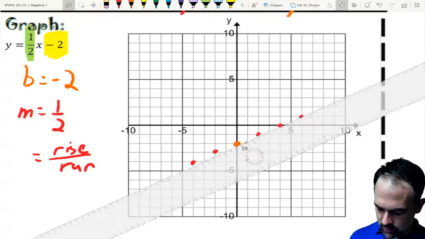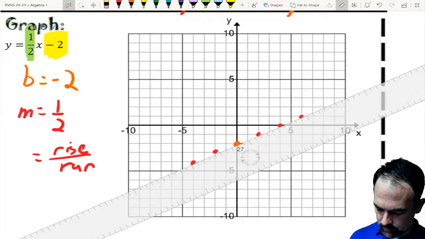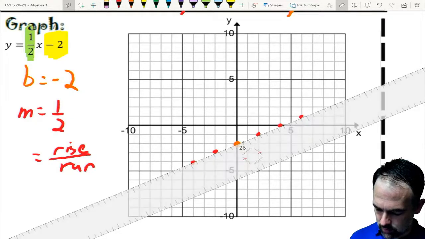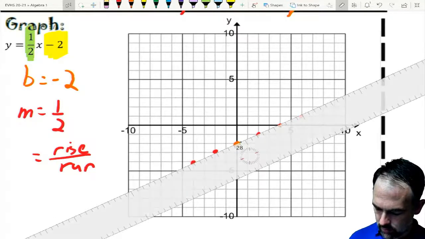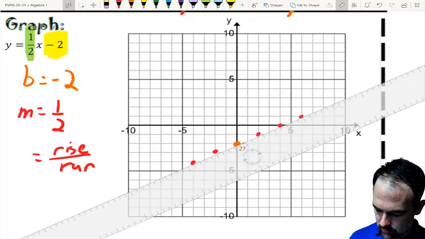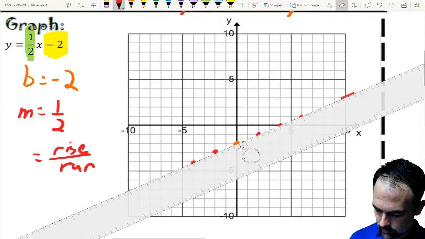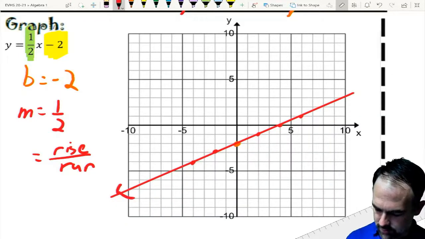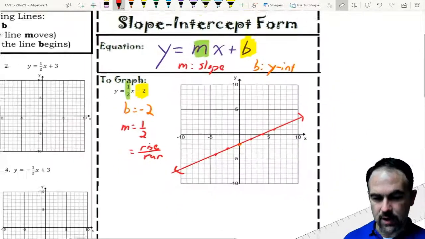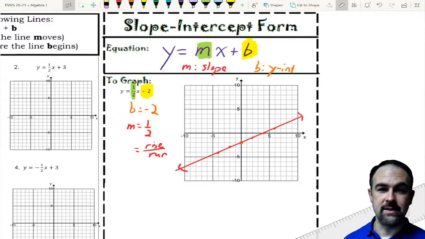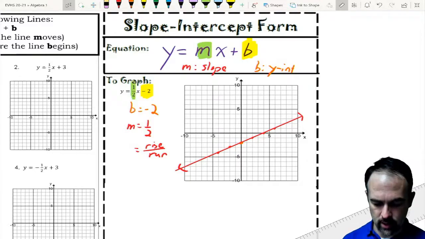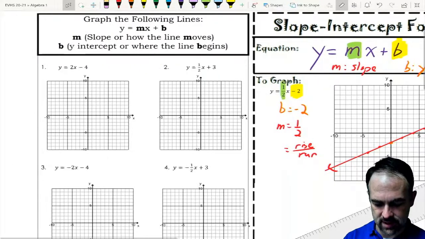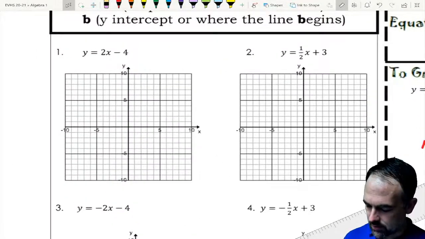And what we're going to then do is take our ruler and draw the line across the graph. So that's what we're doing on this. Your steps are: identify the slope and y-intercept, plot the y-intercept, and then from the y-intercept, plot the next several points. So let's go ahead and do this.